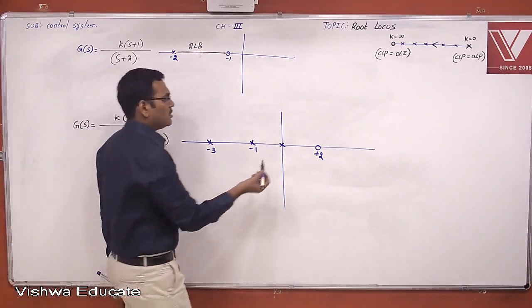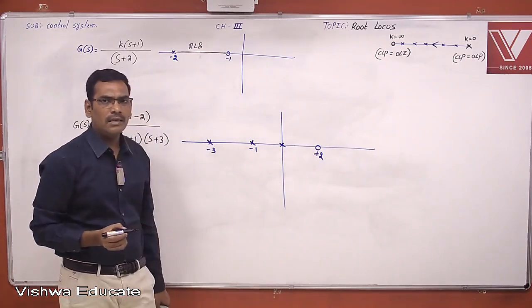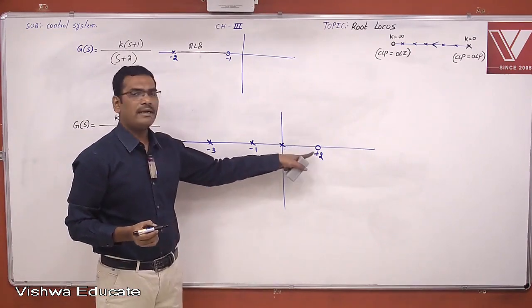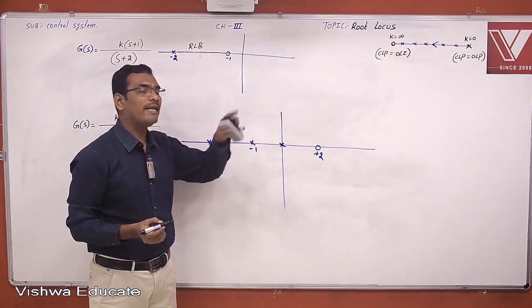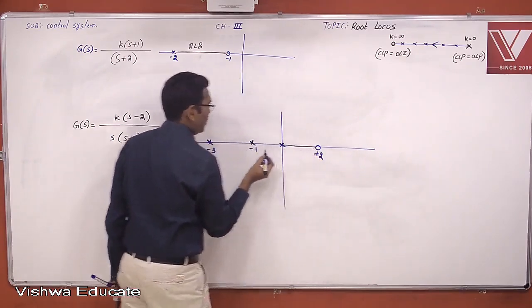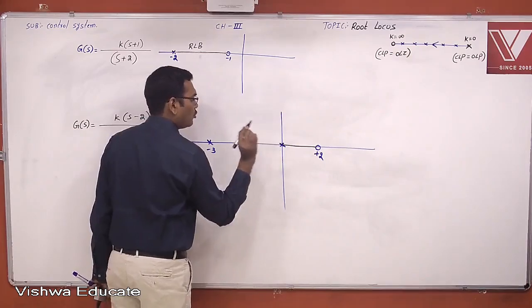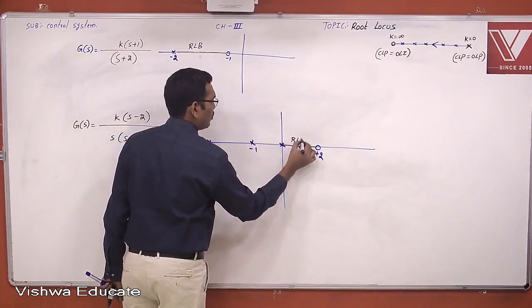Now this is the point. The point right hand side is only one, an odd number. Therefore, there is a root locus branch. For this point, right hand side 1 and 2, an even number, no root locus branch. This is the root locus branch.